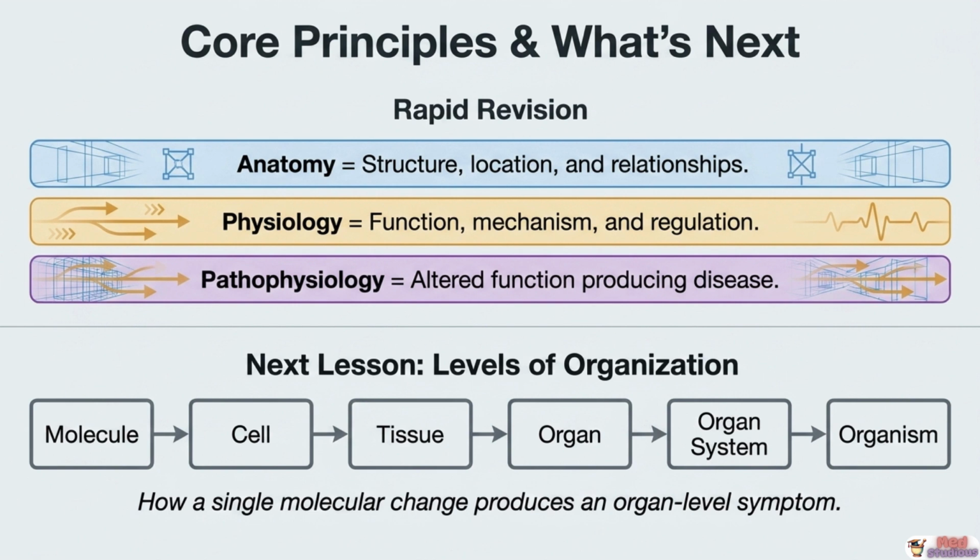Pathophysiology explains how structural damage or disturbed regulation changes function and produces disease manifestations. In the next lesson, we will build the organizational map of the human body, from molecules and cells to tissues, organs, organ systems, and the whole organism. That map will help us understand how a change at one level can produce effects at every level above it.